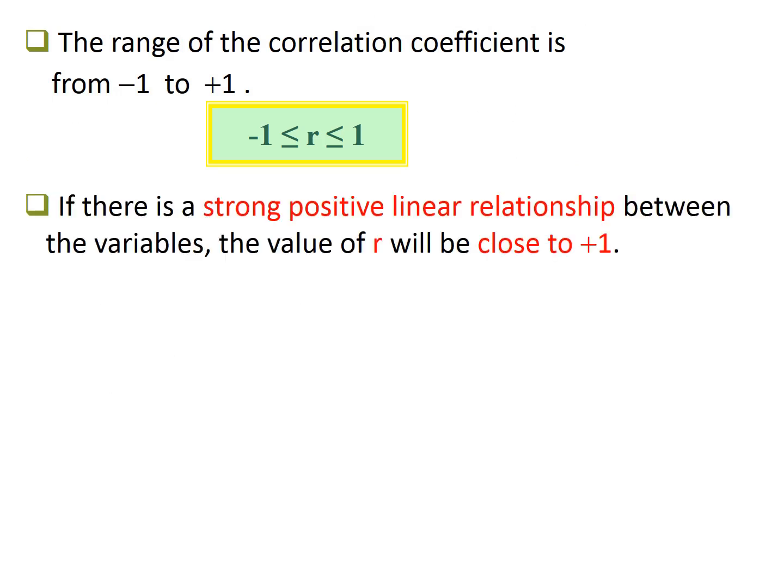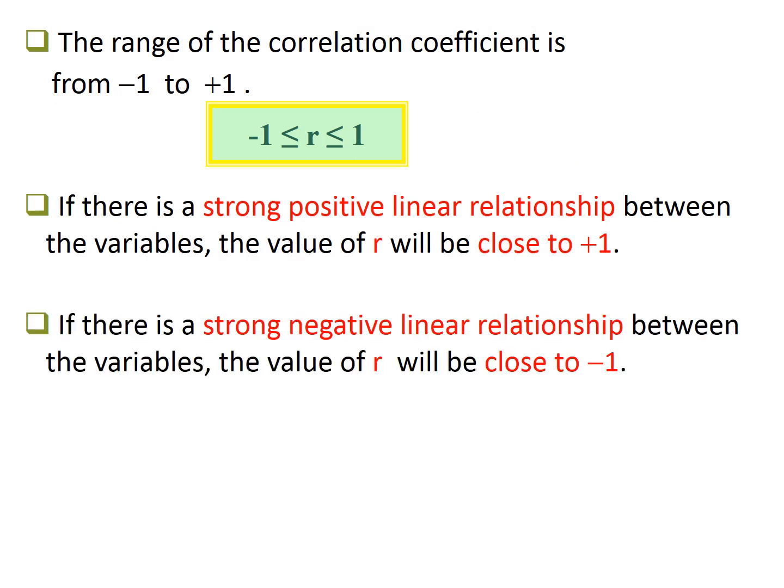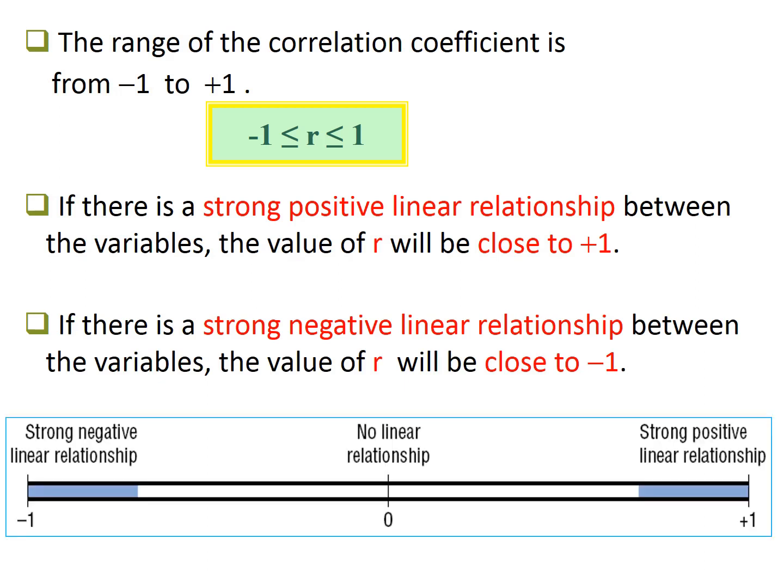If there is a strong positive linear relationship between the variables, the value of r will be close to +1. If there is a strong negative linear relationship between the variables, the value of r will be close to -1. As per figure, when r is equal to 0, there is no linear relationship between the variables. And on right hand side, when r is equal to +1, there is a strong positive linear relationship between variables. And on left hand side, when r is equal to -1, there is a strong negative linear relationship between variables.